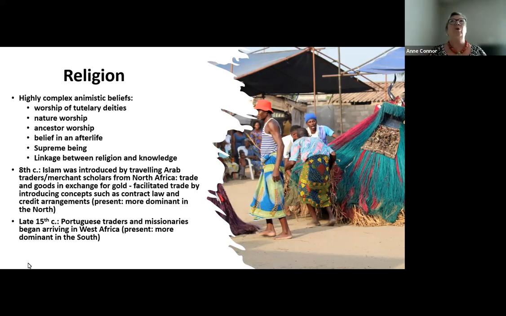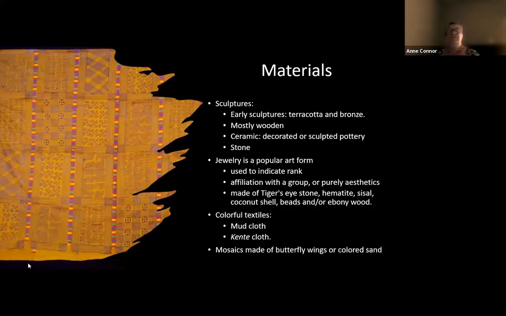Islam is more present in the north. The materials we will find in sculpture, the early sculptures that are found, are made of terracotta and bronze, because once the terracotta is baked, passed through the kiln, it's hard and more resistant. The problem with the wood that they were using is that it's demolished by termites. There are enormous termites there, and they eat anything made of wood.